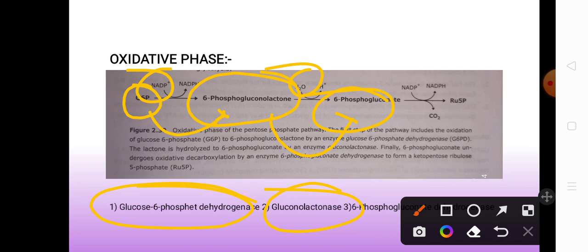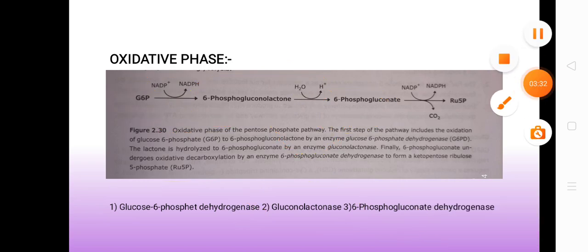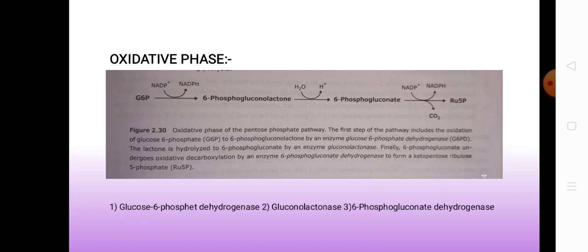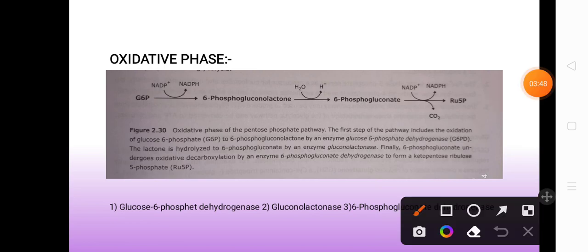Then there will be an oxidation step in the presence of NADP plus again, and not only is this oxidation, but it is oxidative decarboxylation with removal of CO2. That will give us ribulose 5 phosphate from 6 phosphogluconate, in the presence of the enzyme 6 phosphogluconate dehydrogenase. That is the entire oxidative phase.